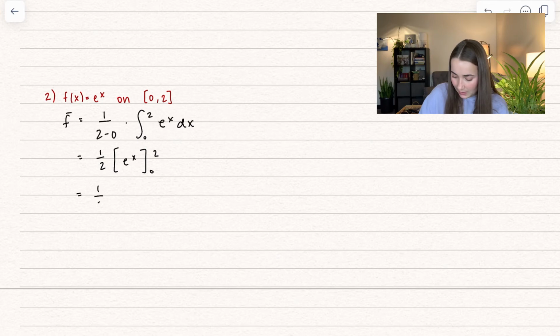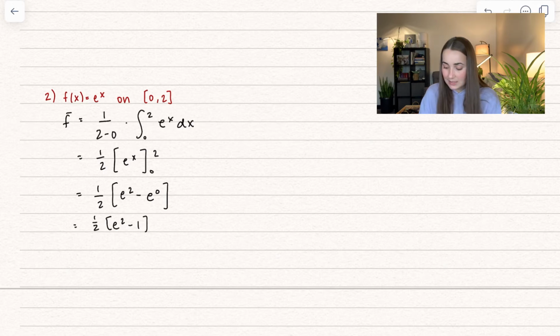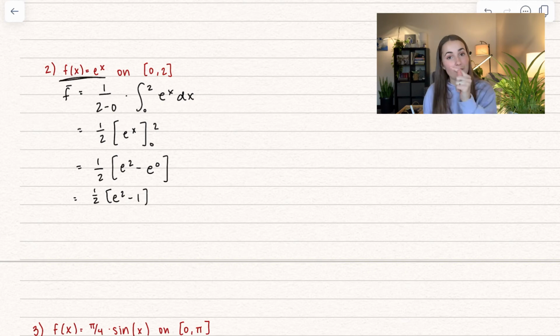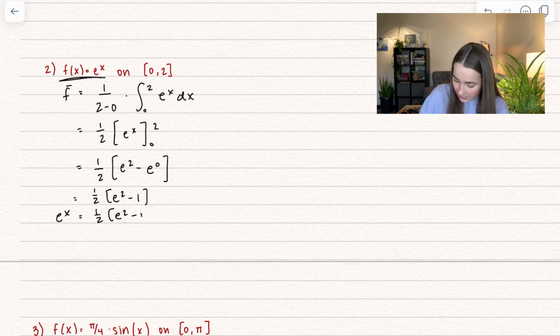So here we can go ahead and plug these in. So we get e squared minus e to the power of 0. And we can go ahead and simplify that one more time if we wanted. So we get e squared minus 1. There's not much else to simplify here unless you want to plug it into a calculator. But our next step is to take our function and set that equal to the average value. We want to see where it hits the function. So here we get e to the x is equal to 1/2 e squared minus 1.